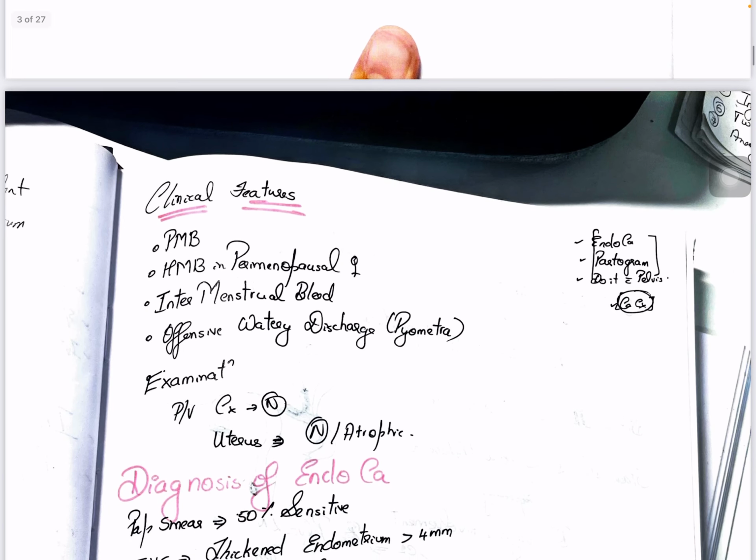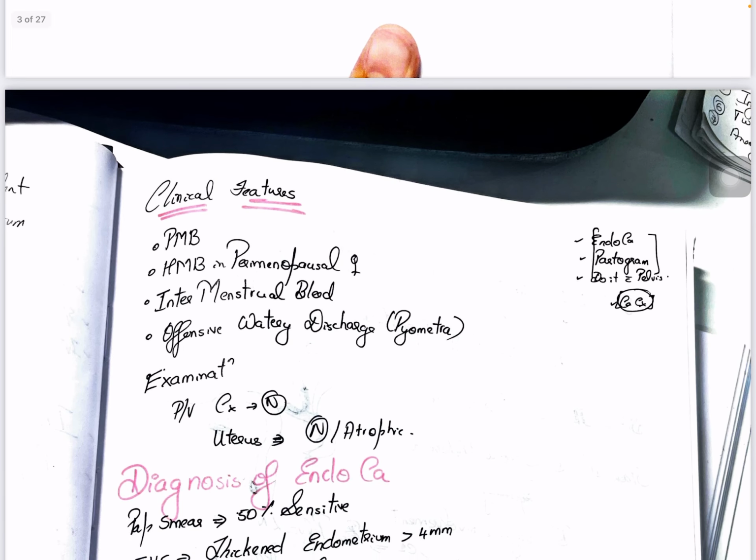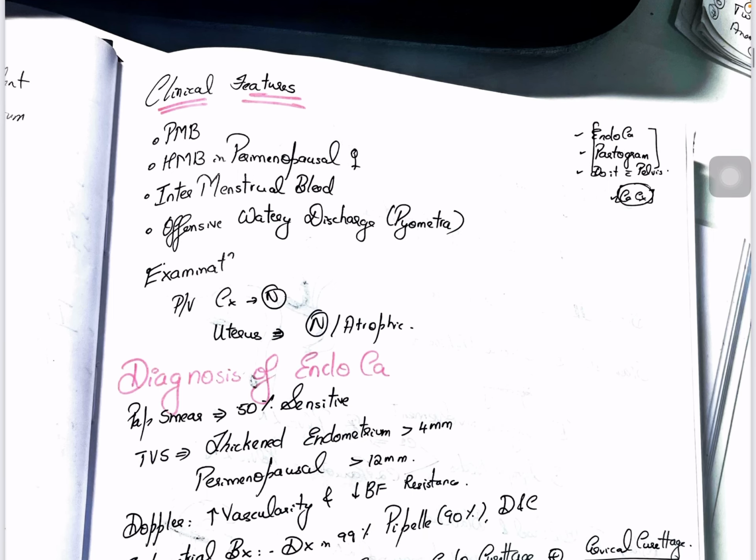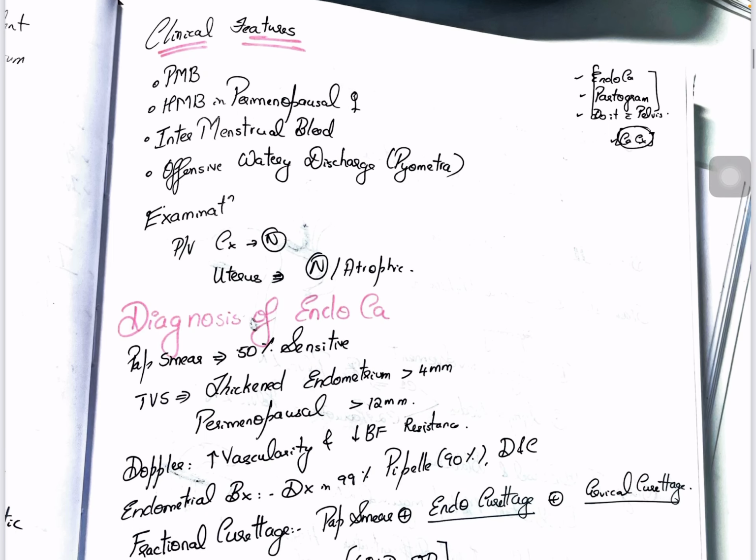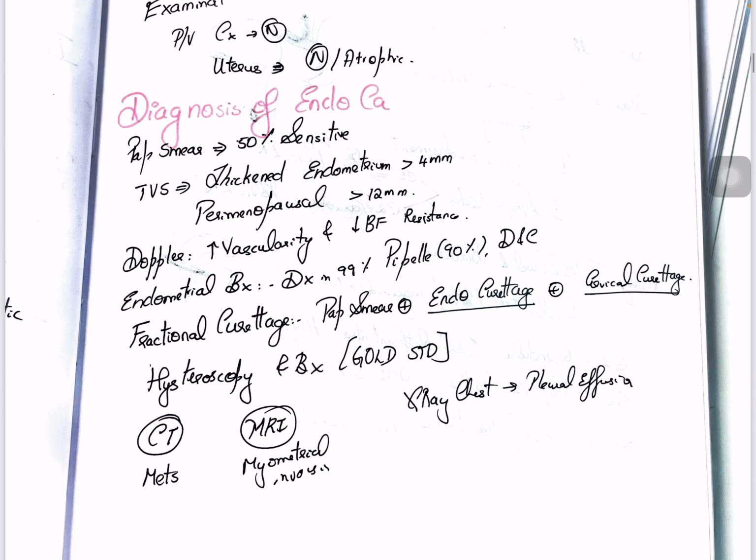What are the clinical features? Postmenopausal bleeding, spotting, intermenstrual bleeding, offensive white discharge. In case of a big mass obstructing, it can cause pyometra. Atrophy of the uterus can be seen, and on per vaginal examination, the cervix can be normal.